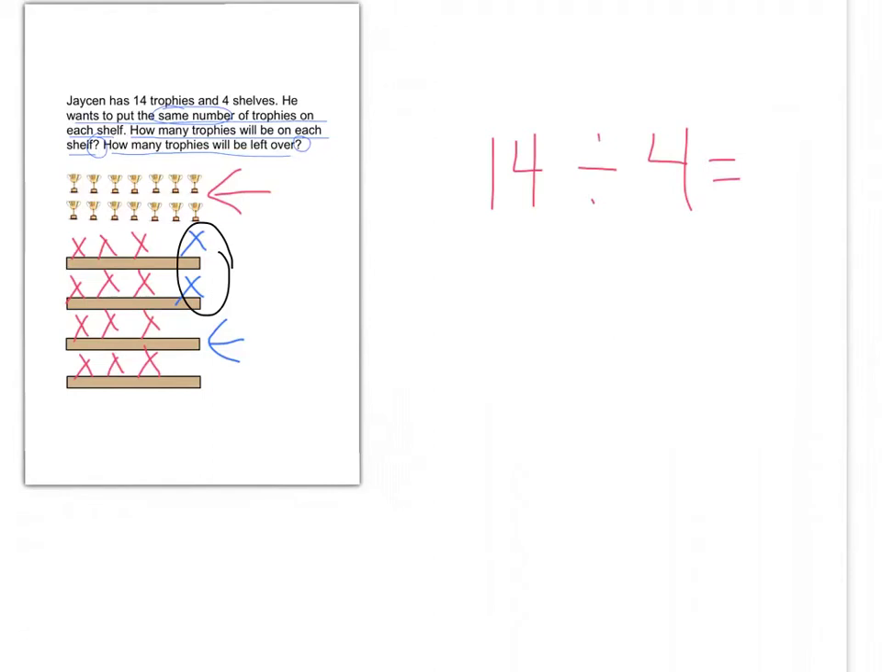So how many trophies will be on each shelf? Well, there's 3 on each shelf. And then how many are remaining? We have a remainder of 2.